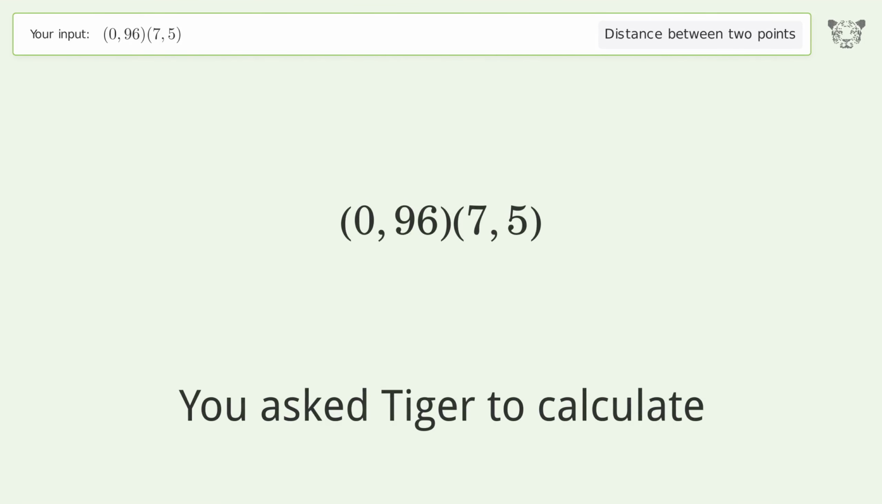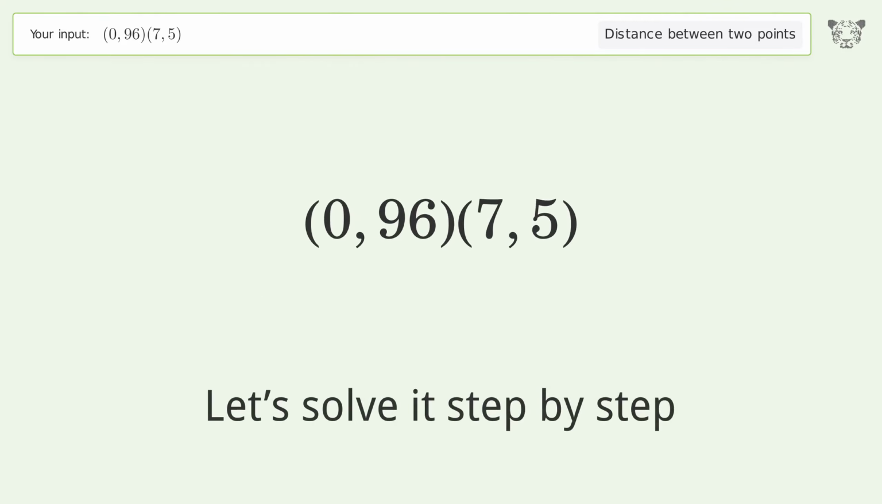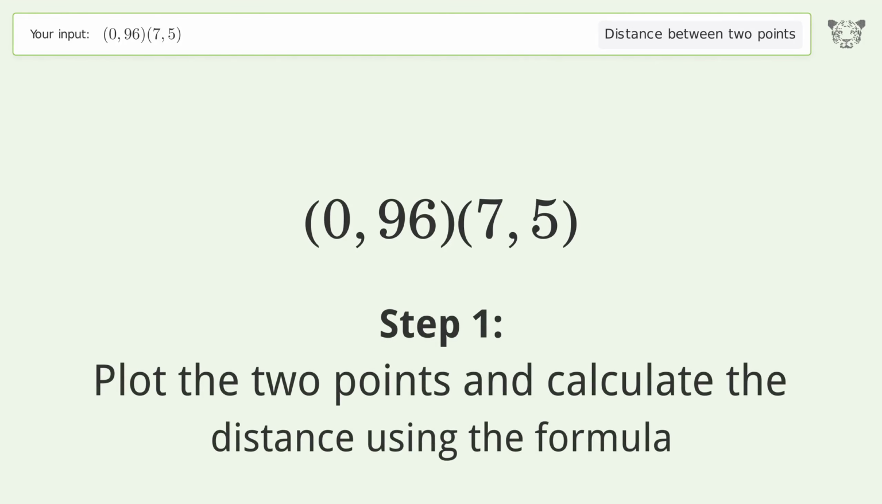You ask Tiger to calculate. This deals with the distance between 2 points. The distance between the 2 points is the square root of 8,330, or 91.269. Let's solve it step by step. Plot the 2 points and calculate the distance using the formula.